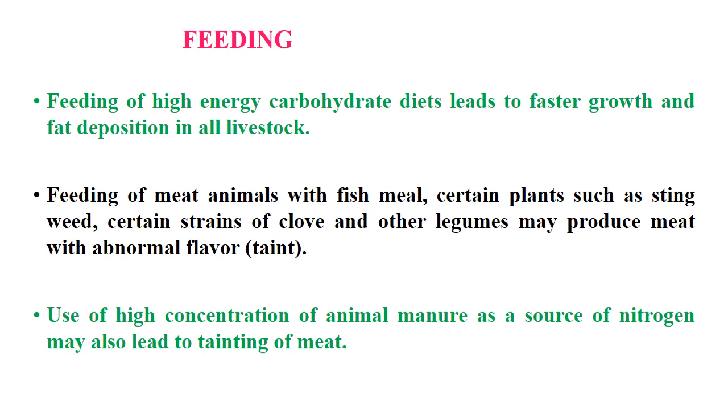Similarly, feeding of meat animals with fish meal, certain plants and certain strains of clover and other legumes may produce meat with abnormal flavor. So many such typical roughages or legumes can produce an abnormal odor in the meat. Use of a high concentration of animal manure as a source of nitrogen may also lead to tainting of meat. Generally, poultry manure is sometimes used in pig farming, and this manure can produce a tainting in the meat.